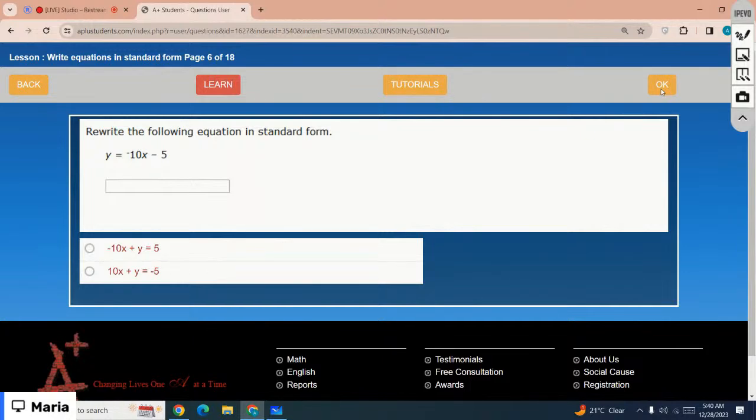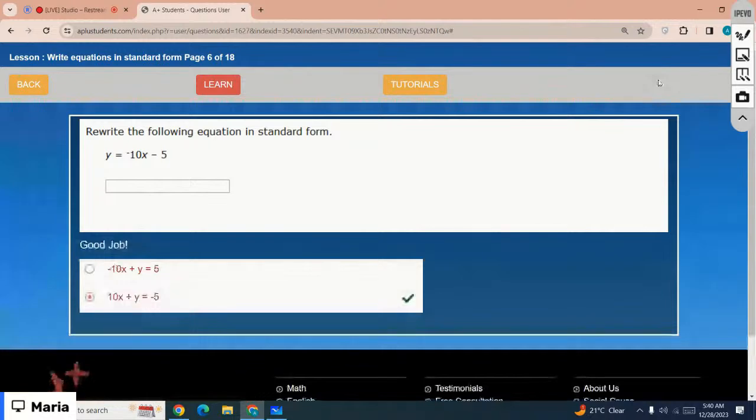Which is the correct option? The correct option is the second one, that is 10x plus y equals negative 5. The second option is the correct option.